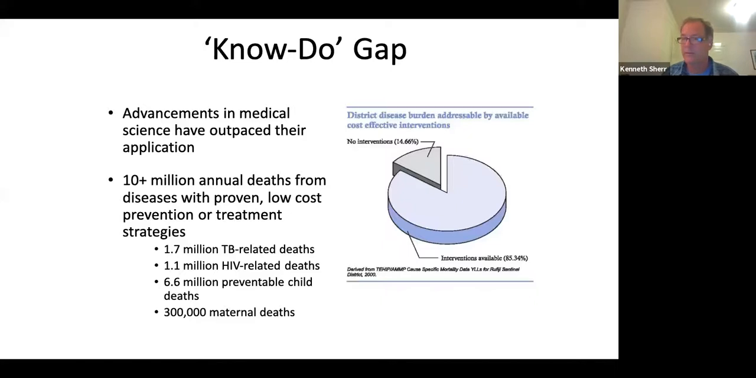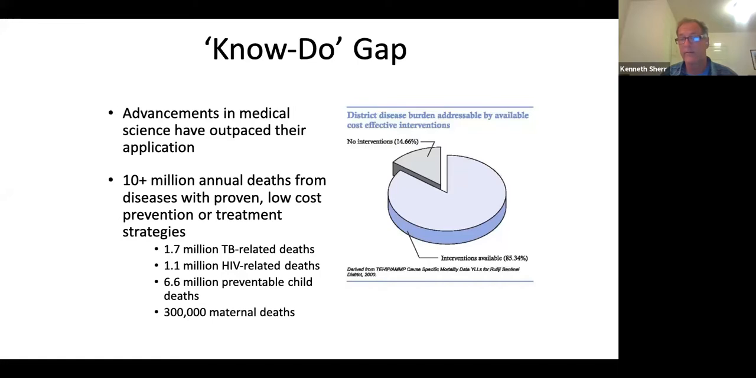And this brings us to what has been termed the know-do gap, or the gap between what we know works, largely from efficacy trials, so evidence-based interventions that have a very solid evidence base and that we know work in controlled settings, and doing it correctly at a large enough scale to actually lead to improvements in health outcomes. And this gap continues to grow as our advancements in medical science continue to outpace their application. And as a result, we have an addressable disease burden that continues to endure.